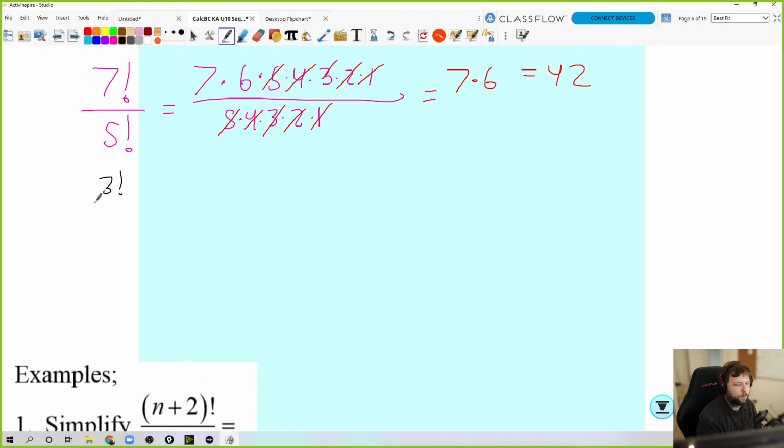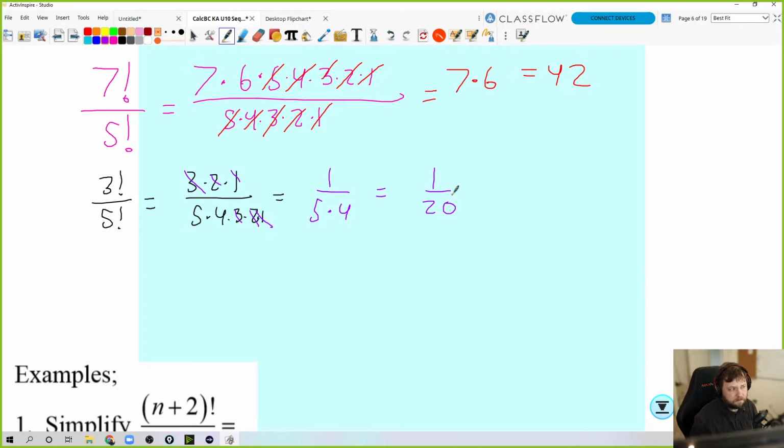What if I had 3 factorial over 5 factorial? It'd be 3 times 2 times 1 over 5 times 4 times 3 times 2 times 1. And you'd cancel out certain things, 3s, 2s, 1s. I'm left with 1 over 5 times 4 on the bottom, which is 1 over 20. Okay, you might have to do this.